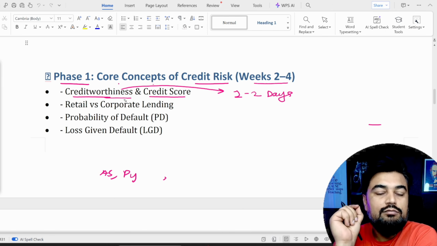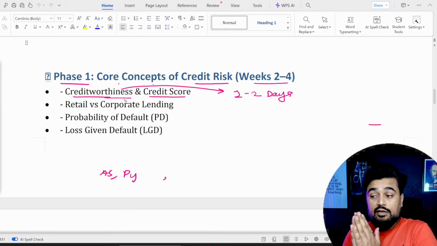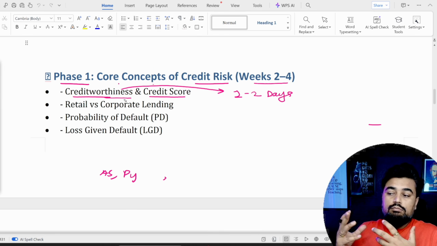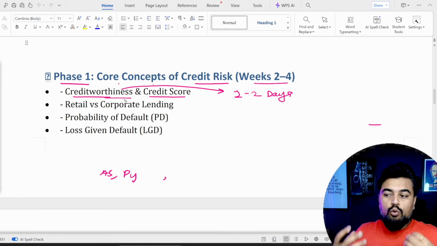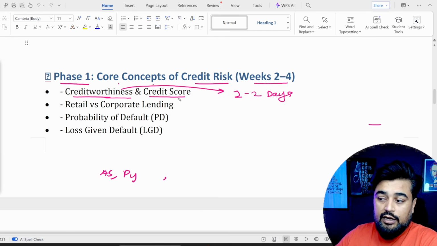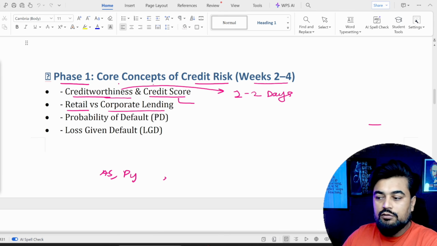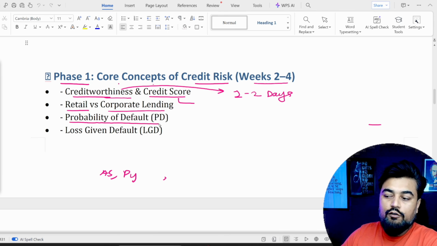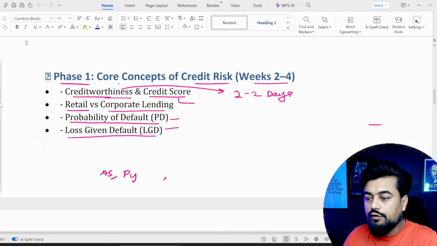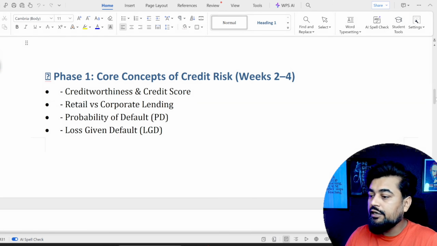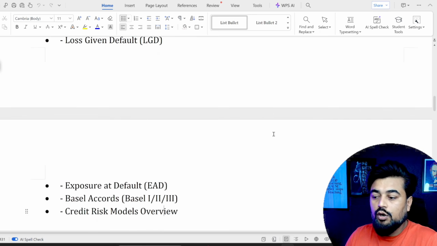What is the meaning of credit worthiness in loans? What is the meaning of it in credit cards? What is the meaning of it in a mortgage, right? Loan backed securities, right? So all those things you need to understand, how the process of credit scoring works. Then retail or corporate lending, what is the difference between retail lending as a bank versus corporate lending? Then probability of default, then LGD. These are the components of any model where you are doing the calculation of credit risk. So you need to pretty much focus on these things.